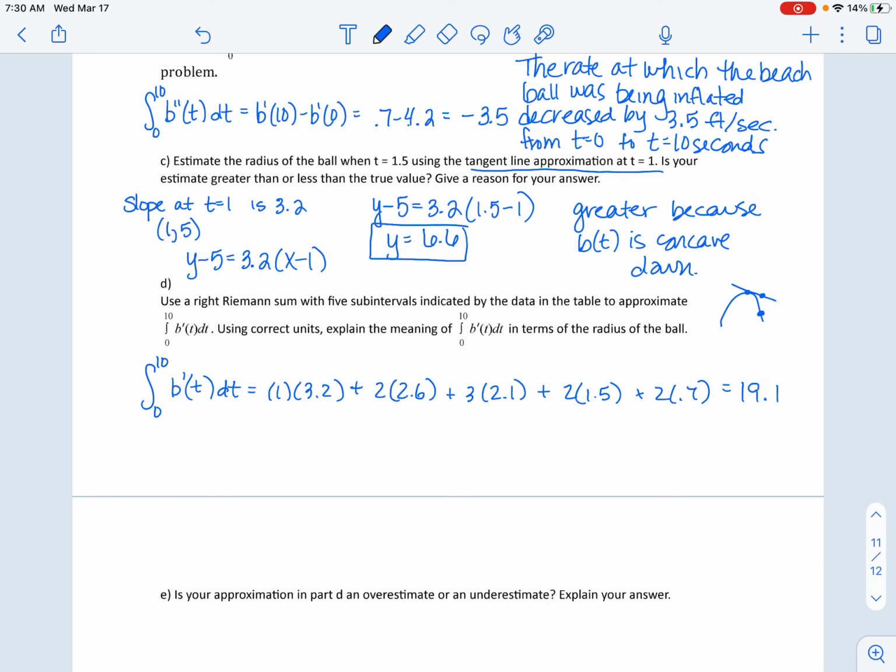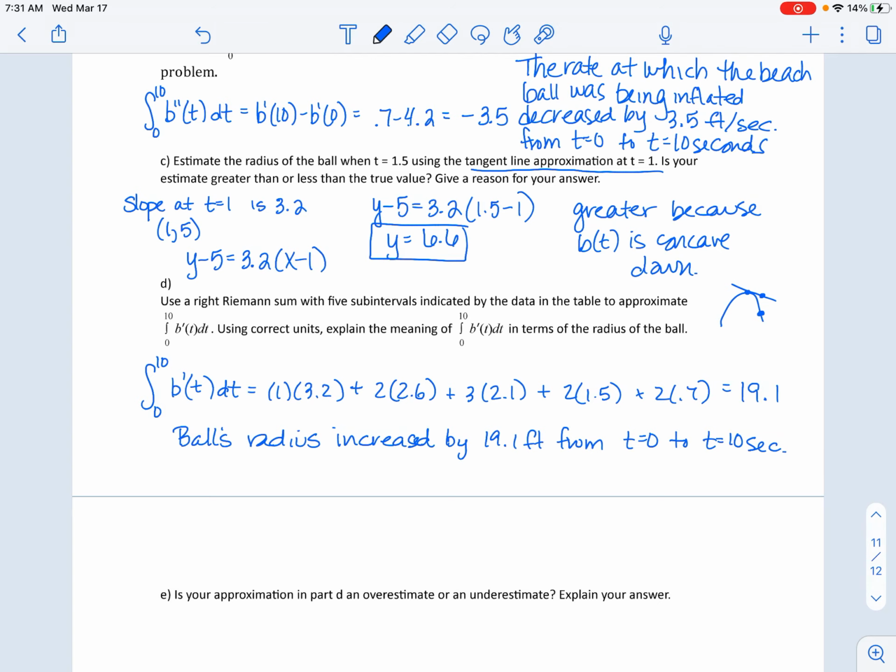All right, include units. Explain the meaning of that. So the integral from 0 to 10 of b prime of t, that is the total amount of b, right? That's the accumulation of b, and b is the radius. So that means the ball's radius increased by 19.1 feet from t equals 0 to t equals 10 seconds.